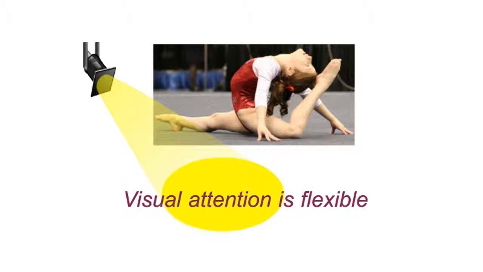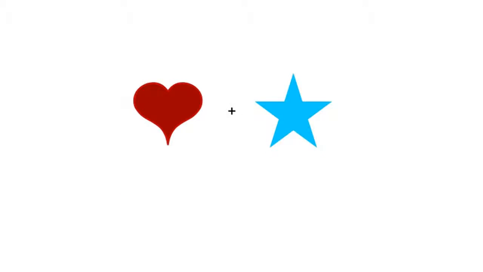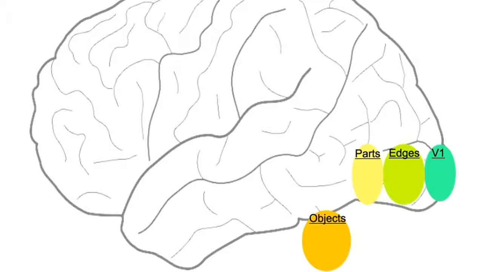Visual attention is even more flexible. We can fixate one thing, but focus our attention on another thing. For example, you can fixate the black cross, but pay attention to the object on the left without moving your eyes. Now we'll look at the visual attention system in the brain.